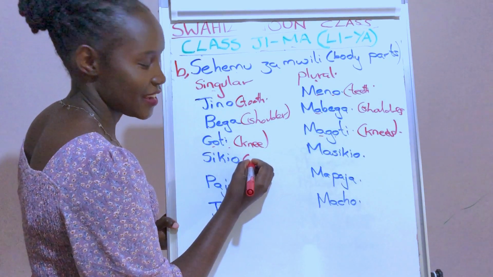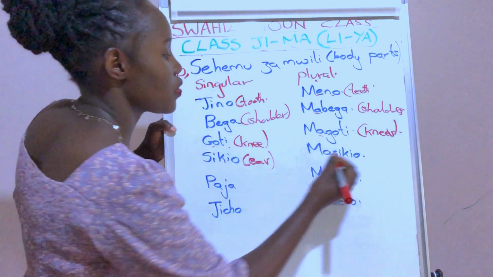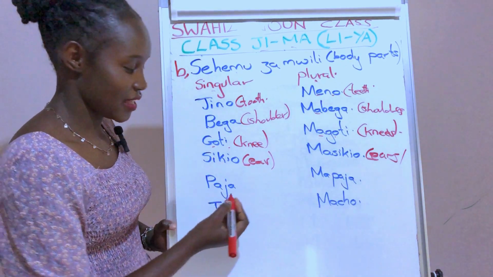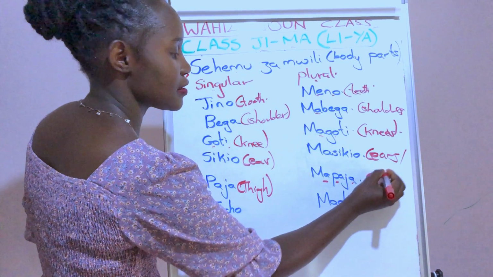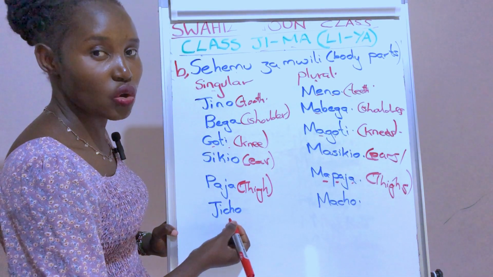Then we have sikio. Sikio. An ear. In plural we say masikio. Masikio for ears. And then we have paja. Paja. This is a thigh. In plural we say mapaja for thighs. Mapaja. Thighs.